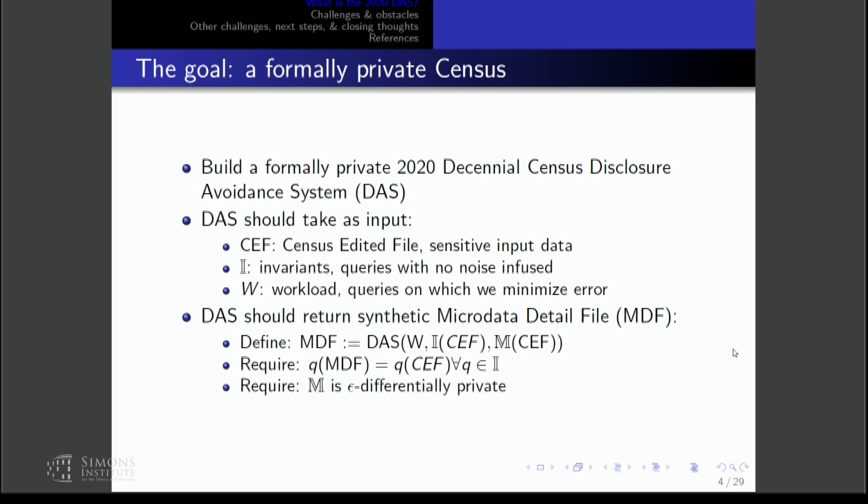There's a second class of inputs here that I refer to as invariants. This is a term that we have developed internally for discussing this particular class of queries. And this is the reason I can't claim that the system is end-to-end differentially private.